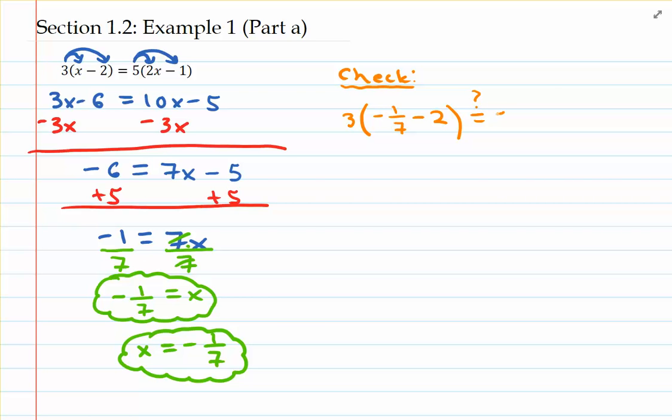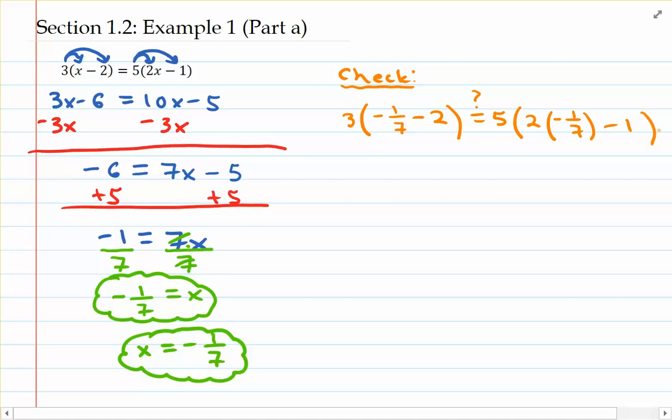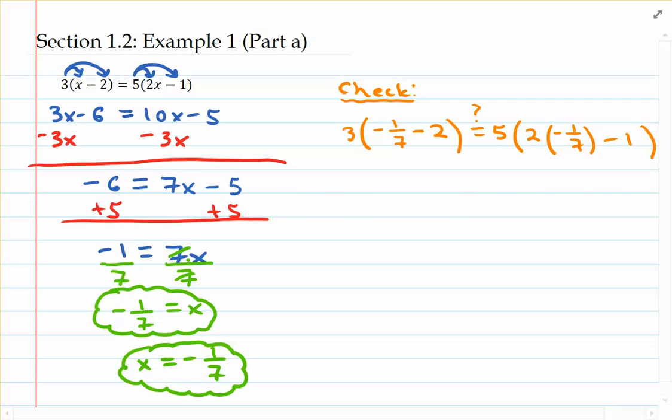And on the right-hand side, it's going to be 5 times the quantity 2 times negative 1/7 minus 1. Alright, and this is just kind of my style. I'll continue to write question marks over the equal sign until I know for darn sure that negative 1/7 satisfies the equation.